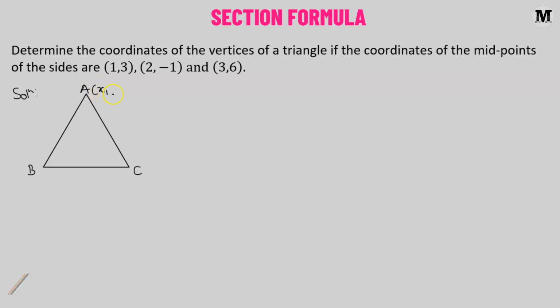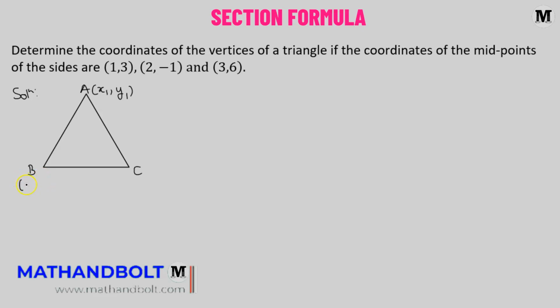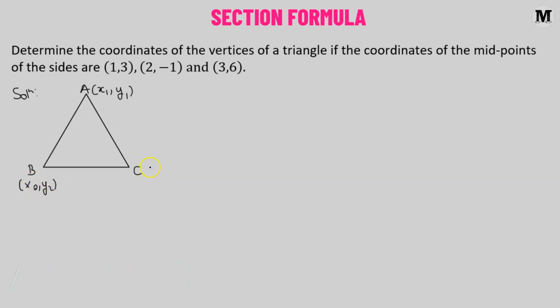So we'll begin by considering that the coordinates of A, let it be x1, y1. Coordinates of B, let it be x2, y2. And coordinates of C, let it be x3, y3. What we are provided here are the midpoints of the sides of the triangle. So let's say the midpoint of the side BC is at D and it has a coordinate 1, 3.